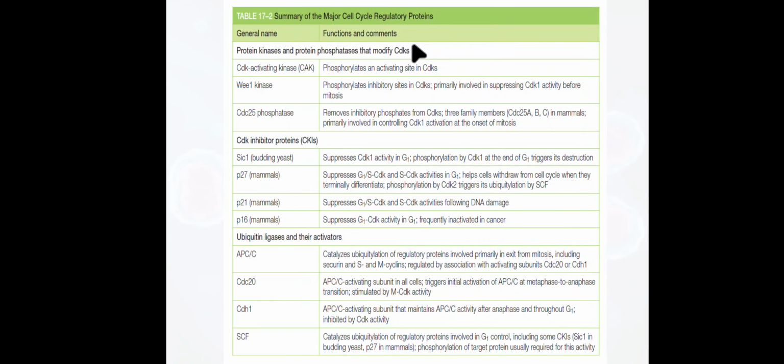So this was the summary table of major cell cycle regulatory proteins and their functions. Starting from CDK activating kinase to SCF, we have discussed each and every regulatory protein. In today's class, we will be learning about cell cycle checkpoints.